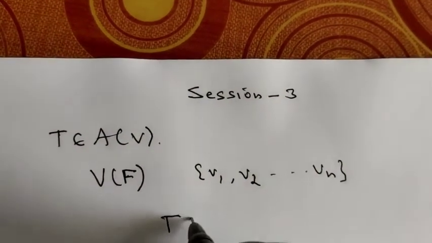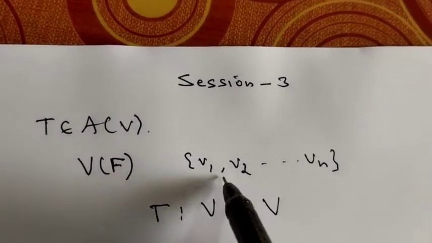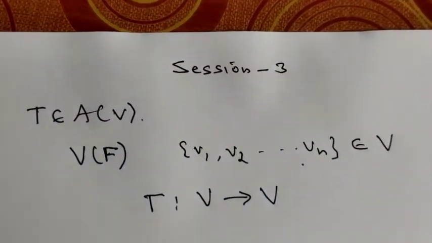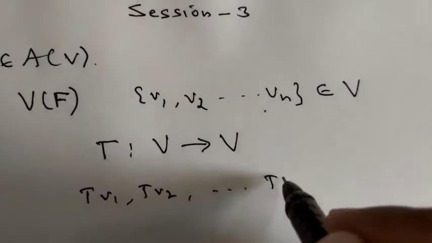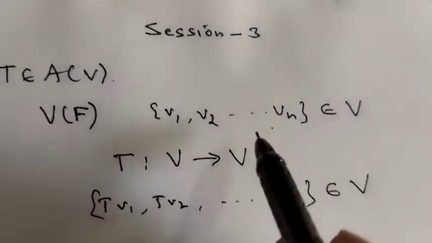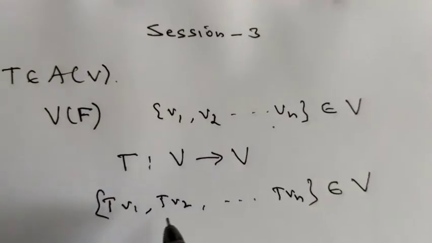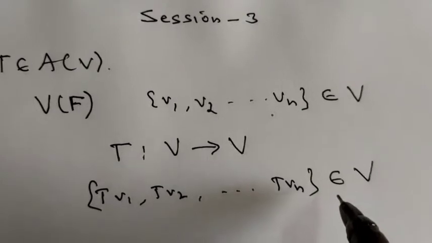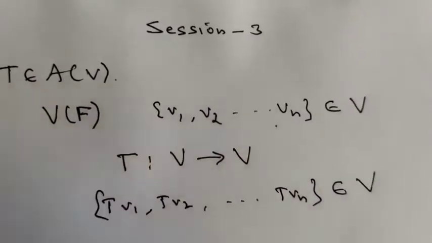Now, T belongs to A of V means T is a mapping from V to V. Now, V1, V2, etc., Vn is a basis of V, so these are elements of V. Therefore, T of V1, T of V2, etc., T of Vn are again all elements of V. But these are the basis of V, therefore each of these elements T of V1, T of V2, etc., T of Vn can be written as a linear combination of the basis elements V1, V2, etc., Vn. So let us try to write this.